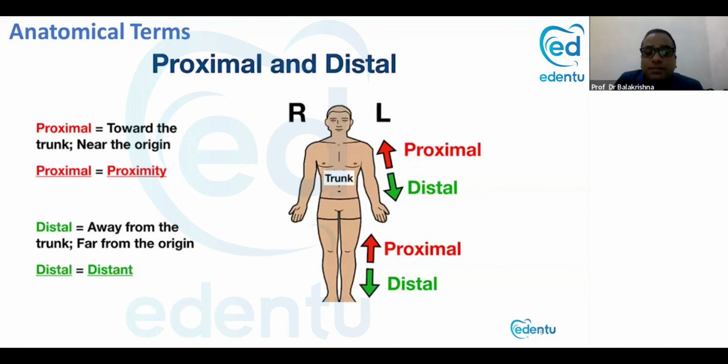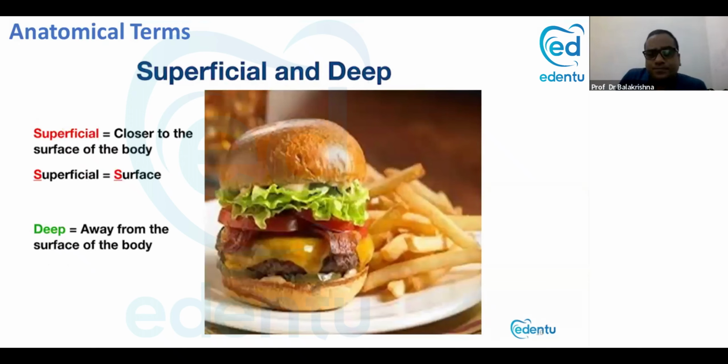Next is proximal and distal. Proximal means towards the trunk or near the origin. So if this is the reference point, proximal is this red one, towards the origin. Whereas distal is away from the origin. So proximal is towards and distal is away from the reference point. Again, if the reference point changes, the proximal and distal also change.